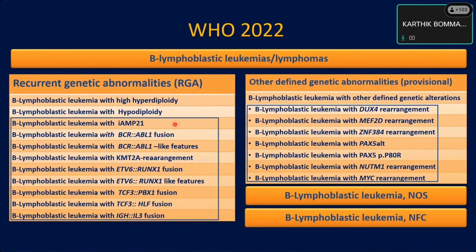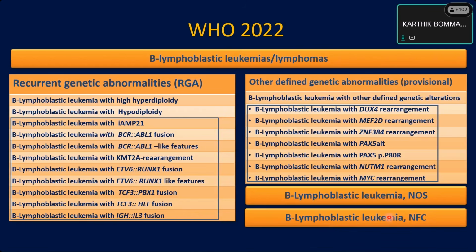Once you identify it as B-ALL, we have to assess for all these recurrent genetic abnormalities. For that, you have to do your assessment properly. Molecular assessment is definitely required. If you have assessed all these entities and all are negative, then you call it B-ALL NOS. NOS means not otherwise specified. But if you have not assessed any of these entities or have done only partial evaluation, then you term it B-ALL NFC, not further classified. This term NFC has been introduced in the current WHO; it was not there in the previous WHO.